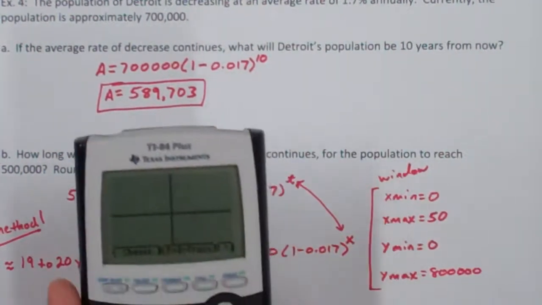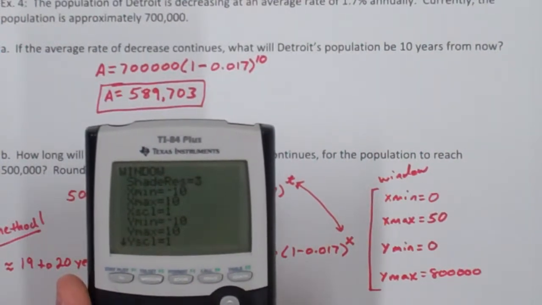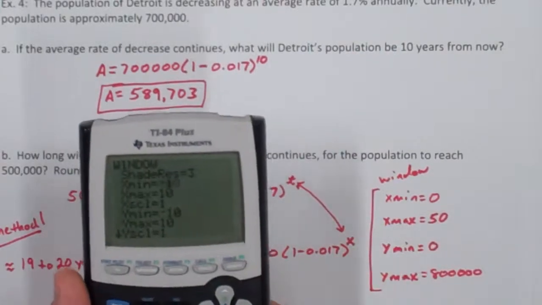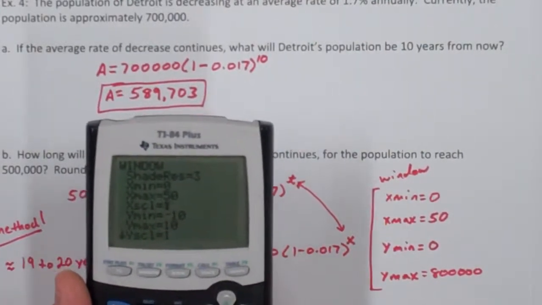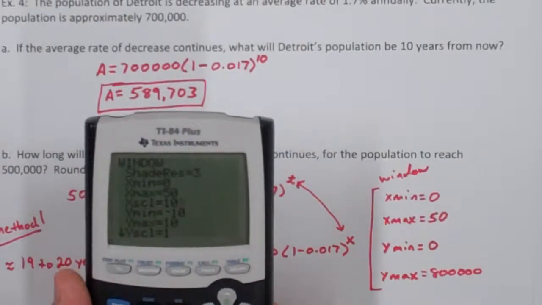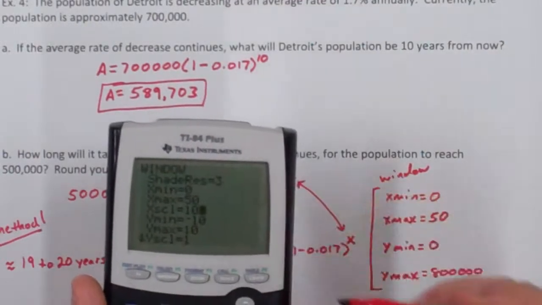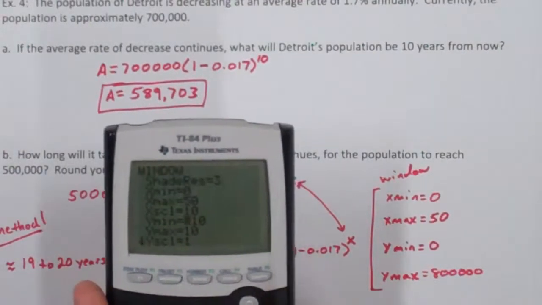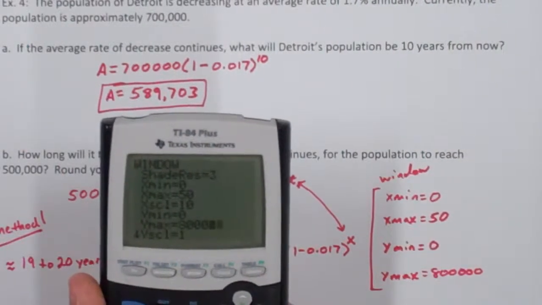So to get that into your calculator, just go to Window, and we're going to go to the x min. That's going to be 0. X max is 50. And if you change your x scale to, let's say, 10, then there will only be 5 tick marks. If you don't change it to 10, there's going to be 50 tick marks if it was at 1. And for the y min, we're going to go 0. For the y max, we said 800,000.